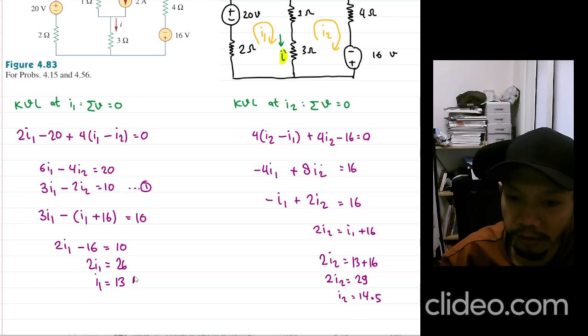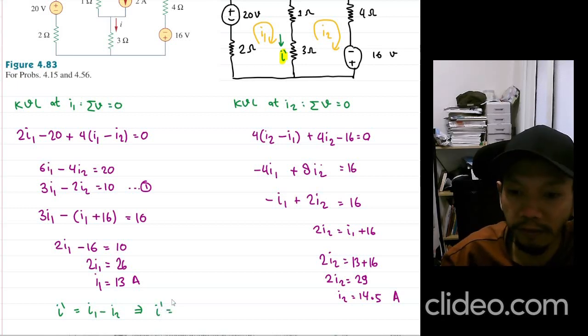The unit here will be ampere, and the unit here will be ampere. Here I prime is just I1 minus I2. Therefore, I prime will be 13 minus 14.5, that will be minus 1.5. Maybe let's highlight this one. But we have not finished our work yet.